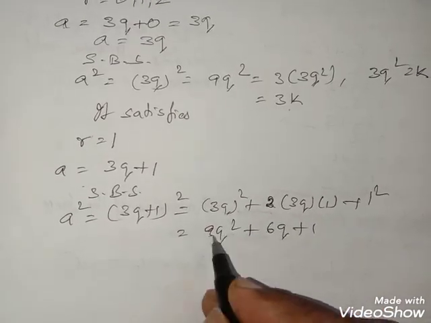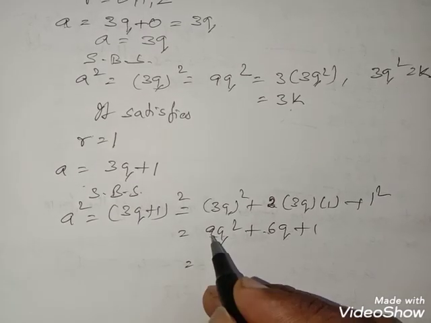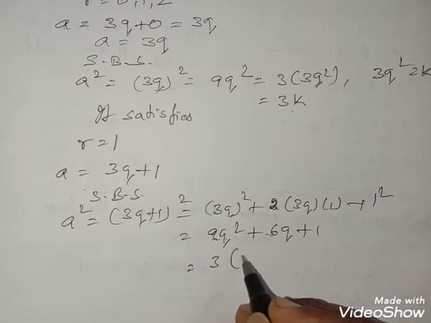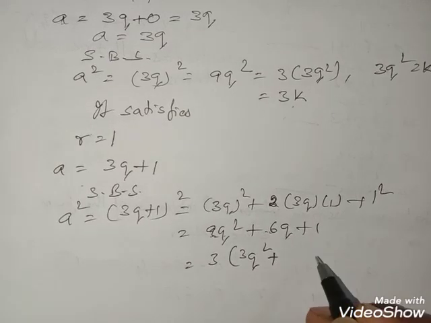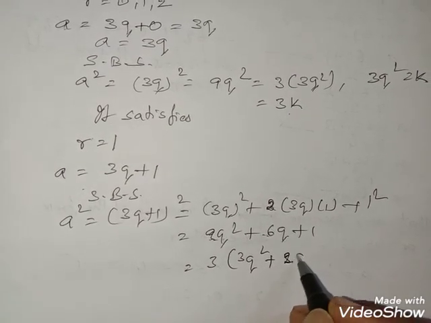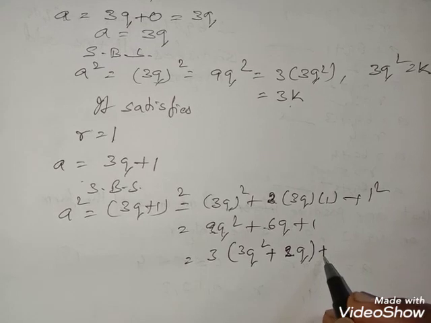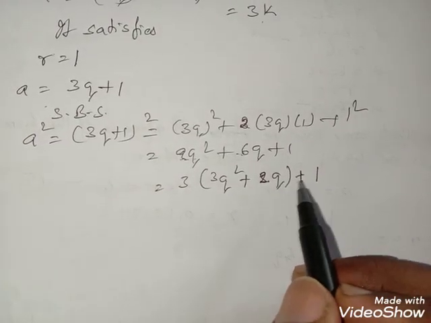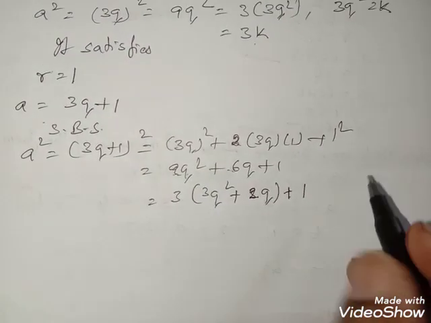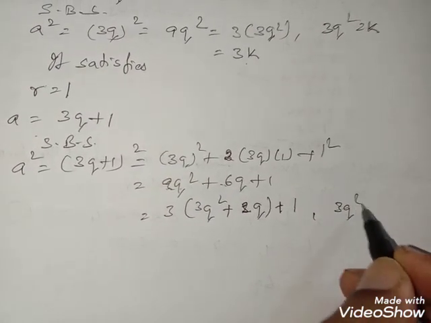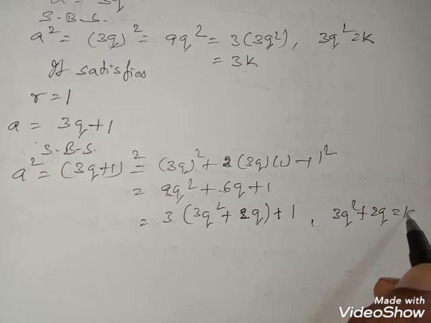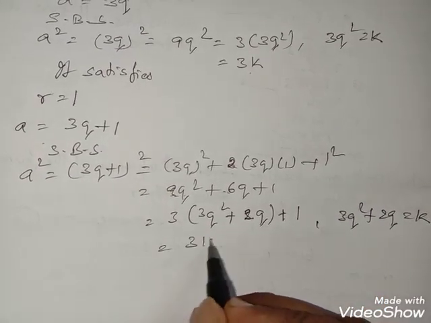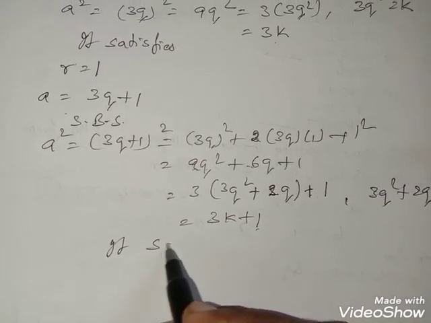So out of these two terms, I can remove 3 outside because 9 is nothing but 3 into 3, and 6 is nothing but 3 into 2. So in both you have 3 common. If I remove this 3 outside, you will get 3 into 3q square plus 2q, plus 1. Now assume this bracket 3q square plus 2q is equal to some k. So we can write this as 3k plus 1. So this represents the second form, that is 3p plus 1. Now it satisfies.